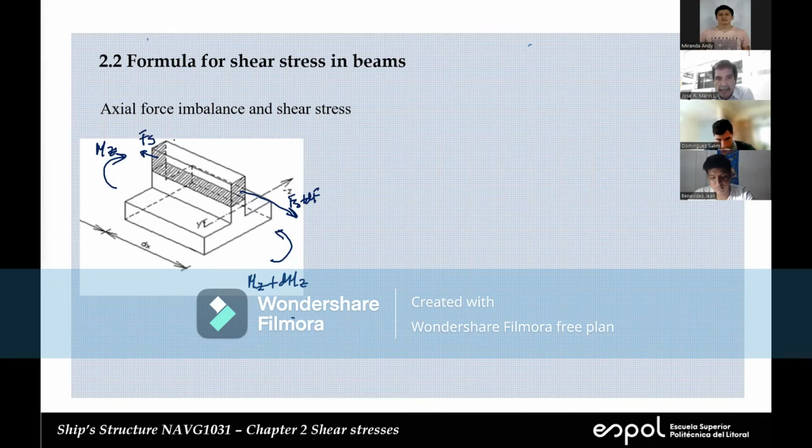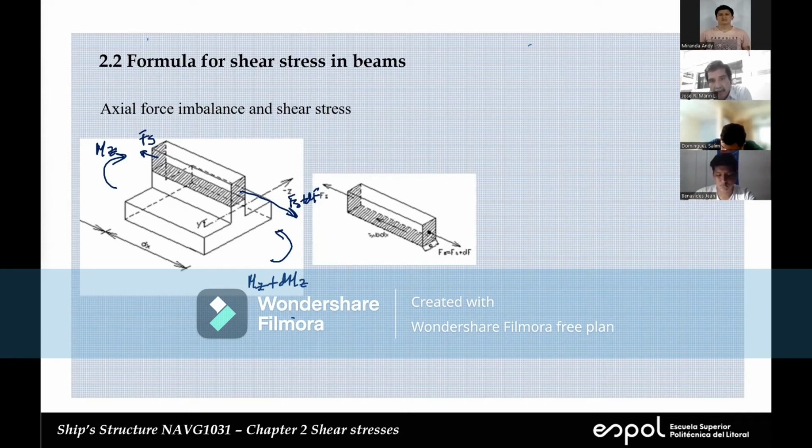Now, if this is the segment that we need to have in equilibrium, then at the bottom we need to include the shear stress. Now, for the shear stress we have to make an explanation, because in this direction, as you move in the thickness, the value of tau could change. What we can do is assume that b is small.